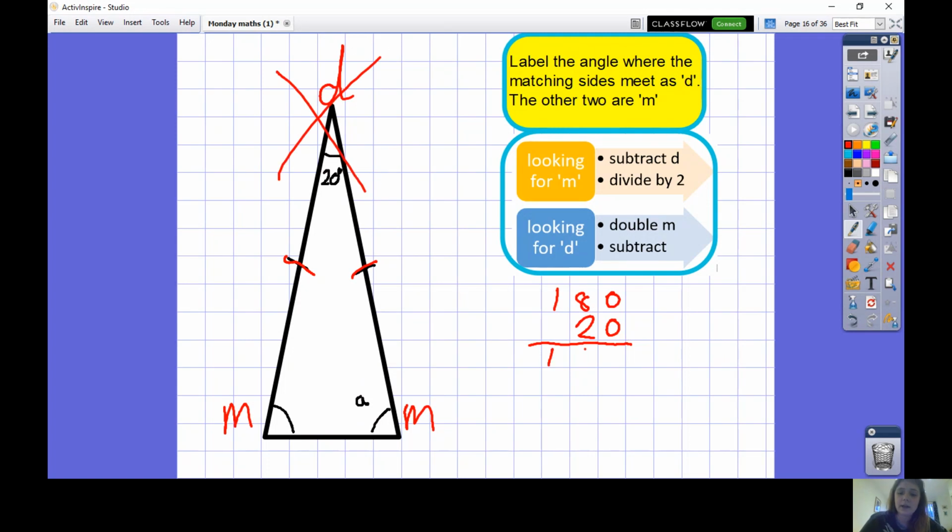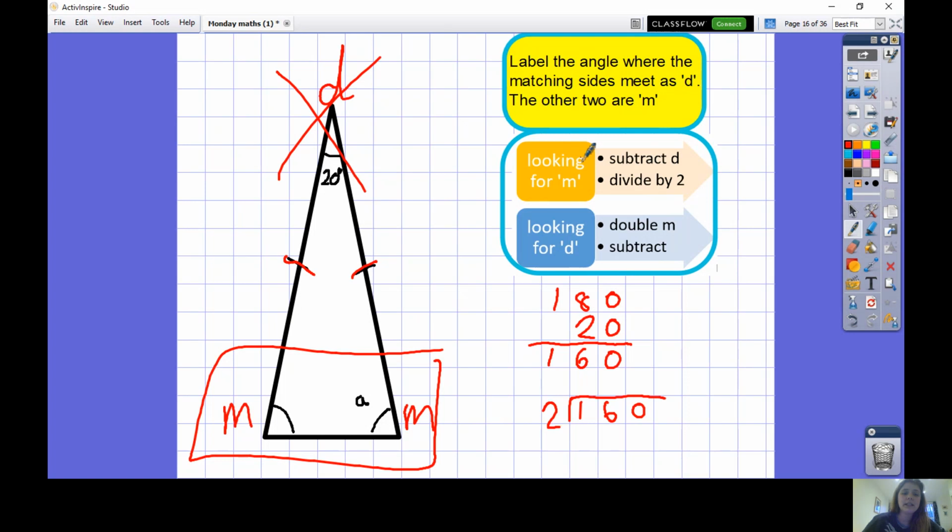180 take away 20 is 160. Now I'm left with these two down here, which I know are exactly equal, so I can simply divide it by 2. 160 divided by 2. Again, you can use formal written methods, or you can use a mental method with this one because it's linked to a known fact, and you can see this is 80 degrees.